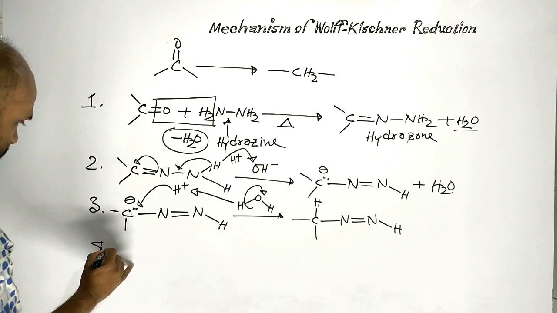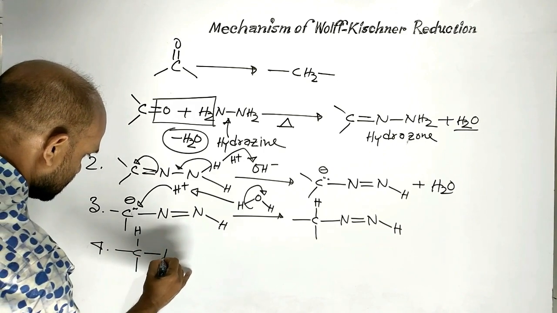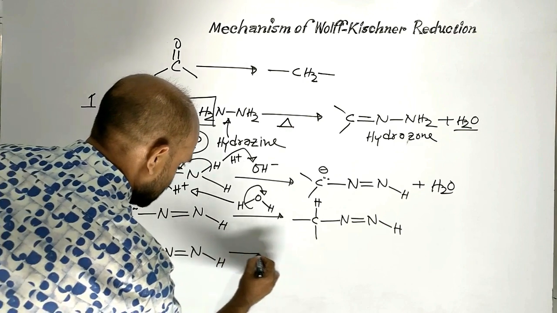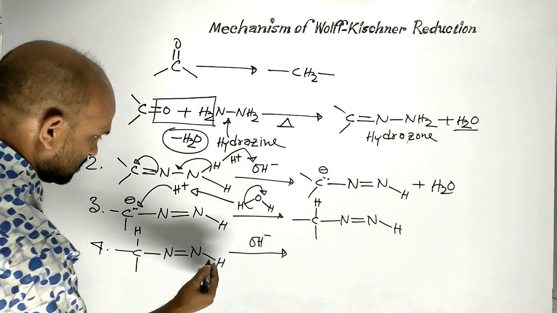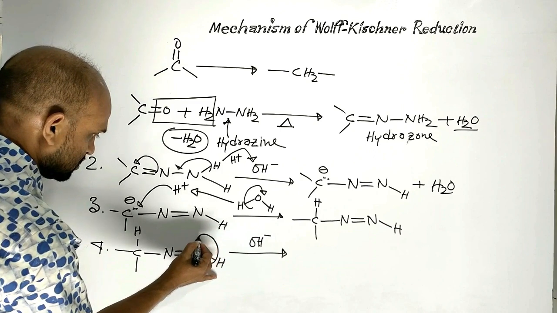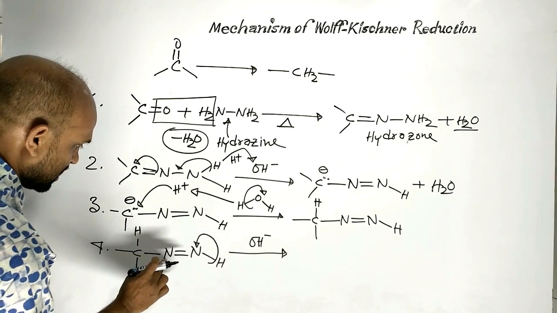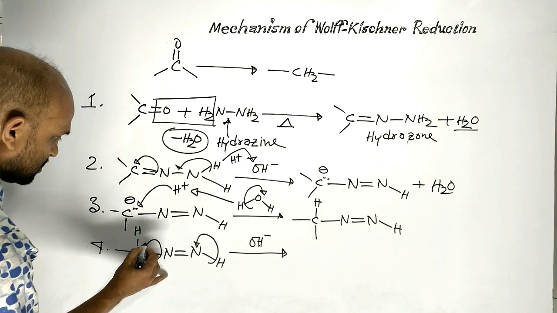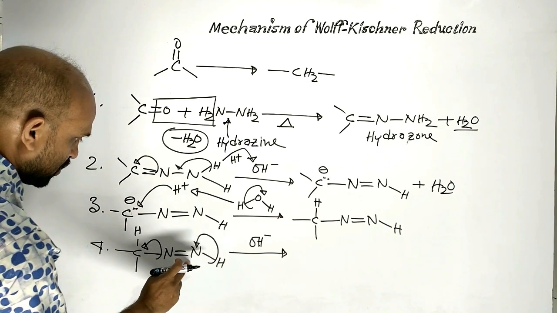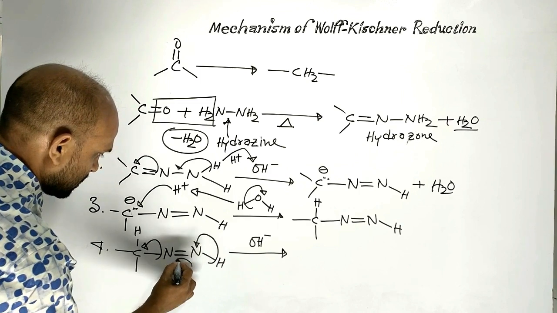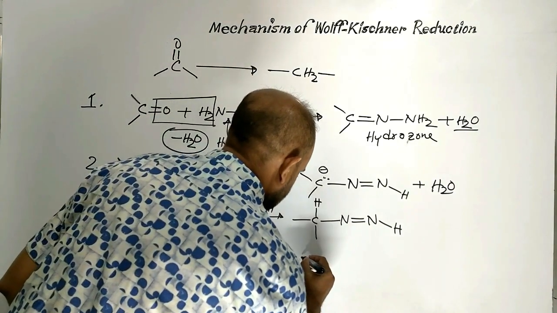Step 4, this entity. Again, this nitrogen undergoes deprotonation. Bond pair of electrons turns into lone pair. Then this carbon-nitrogen bond undergoes heterolytic fission, and this carbon gets negative in charge. From here, nitrogen molecule gets free.